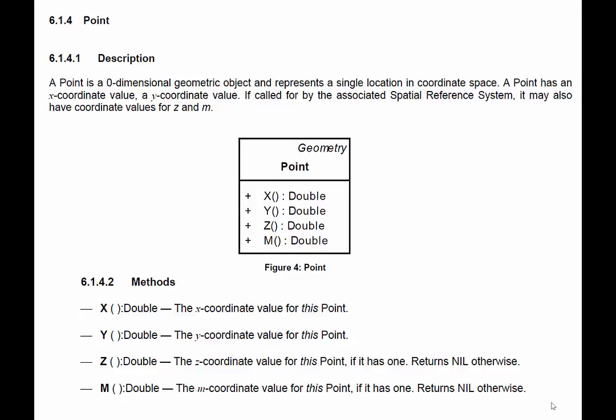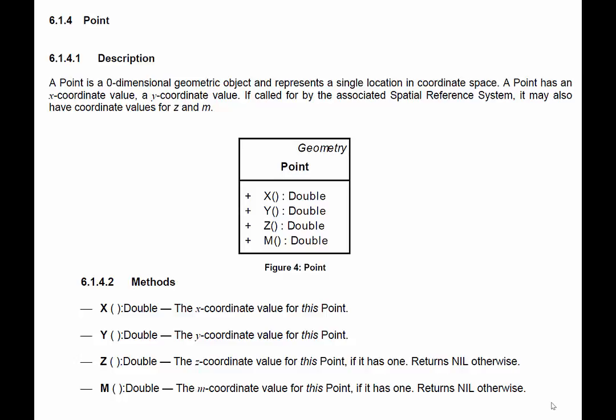Remember, every object class that you ever define, or every entity in an ER diagram, needs a definition, and that definition should be as unambiguous as possible. So it says a point is a zero-dimensional geometric object. It represents a single location in the coordinate space. It has an x and a y coordinate. If the spatial reference system that goes with that point is appropriate, it may also have a z and an m attribute as well.